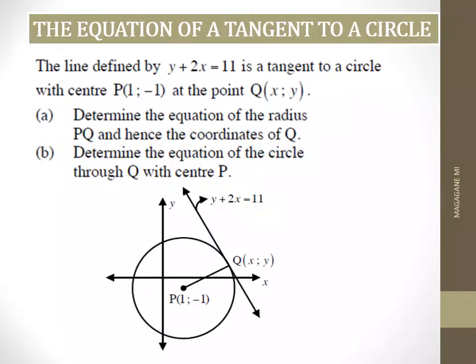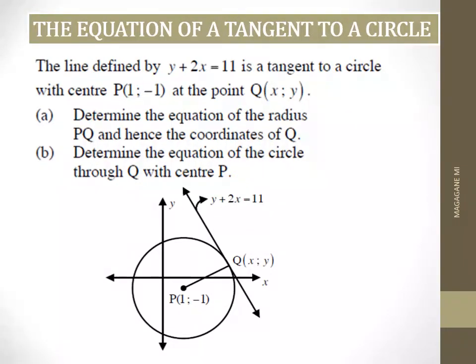So it's very, very important to understand point Q. Point Q is the point on the circle, a point on the tangent, and it's also the point on the radius. So we have radius PQ. Now, if you look at what is given, we are given the equation of the tangent, and this time we are not given the equation of the second. We are only given the center, and a point Q without the coordinates. We are just told that Q is (x, y).